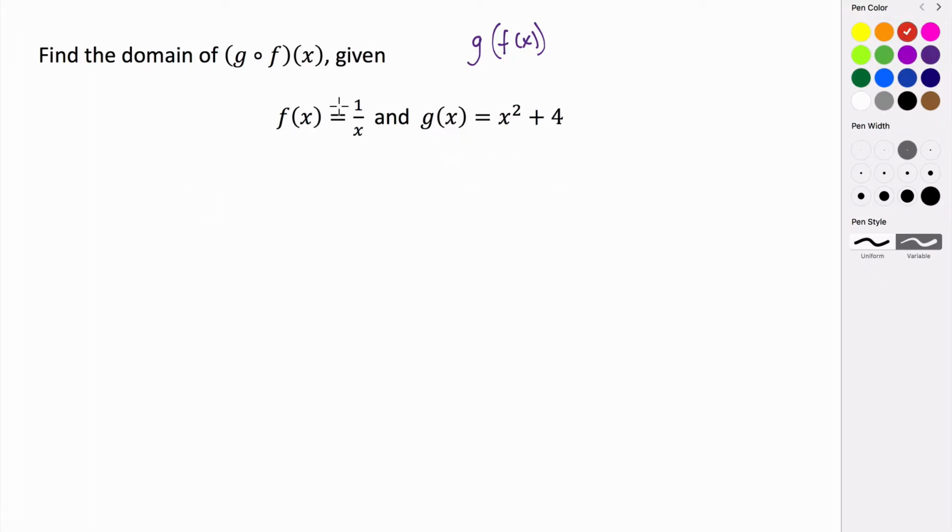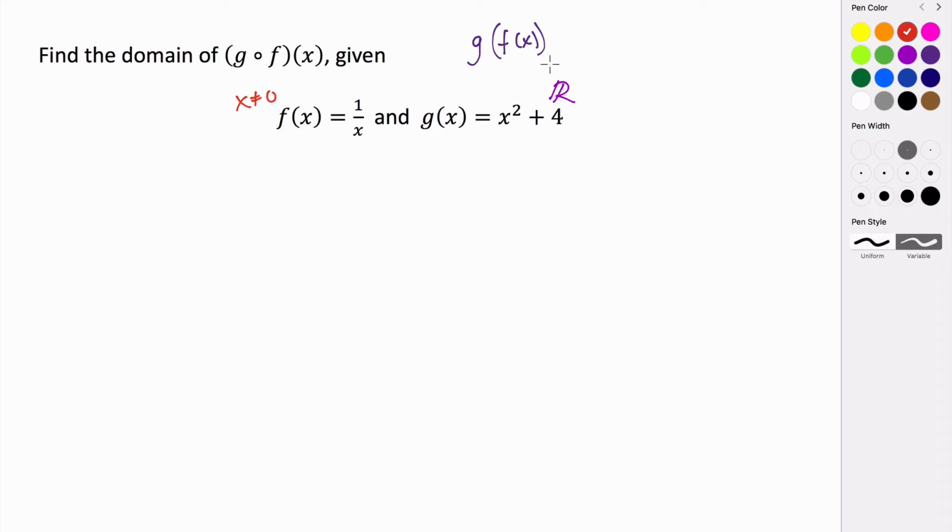So in our function f of x, we have 1 over x. We know that the denominator cannot be 0, so x is not allowed to equal 0. For g of x, however, this is a polynomial function, and polynomial functions have no domain restrictions. So in this case, the domain is all real numbers. So we don't really have anything that we need to worry about here.